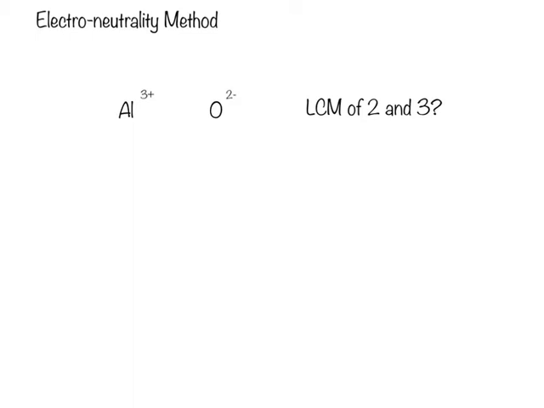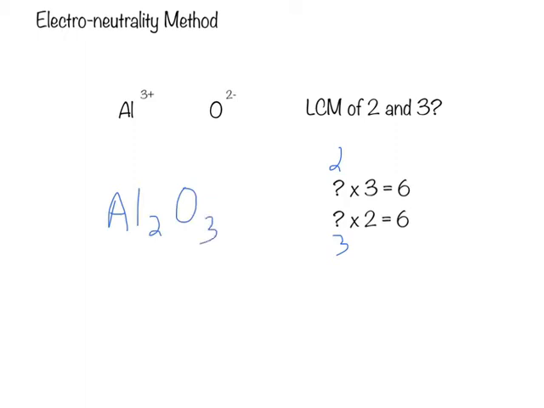So the questions we need to ask ourselves are, what times 3 equals 6? In other words, what subscript do I have to put in with the aluminum in order to make 6? And what subscript do I have to put into the oxygen times 2, the charge on that oxygen, to make 6? Obviously, we can see that 2 times 3 is 6 and 3 times 2 is 6. And look, we get the same answer we did when we did the crisscross method. Both ways are equally valid.